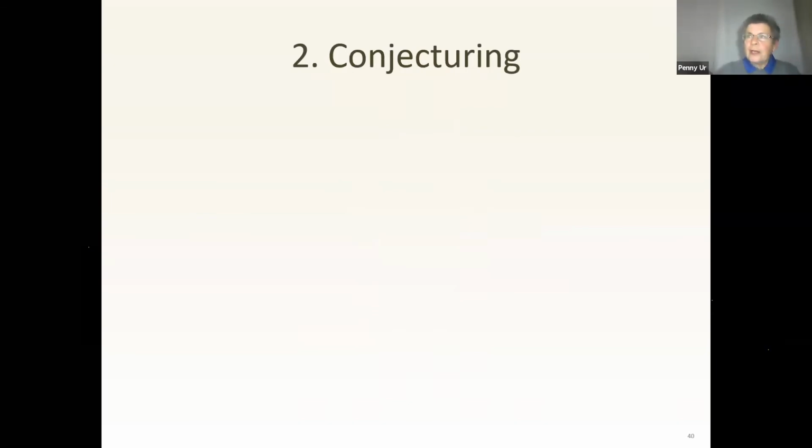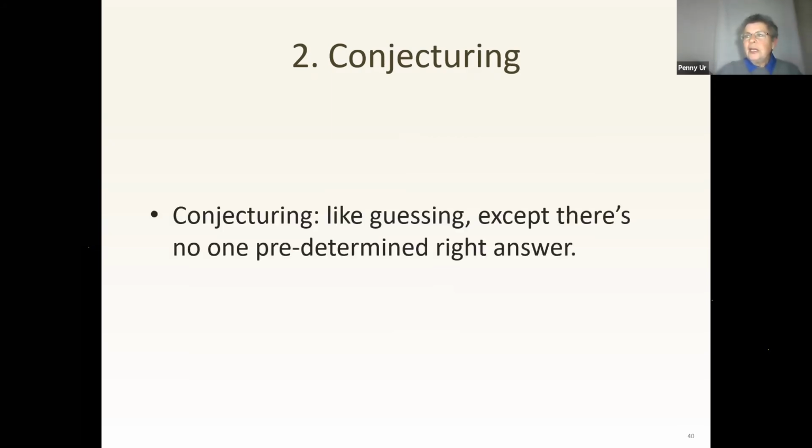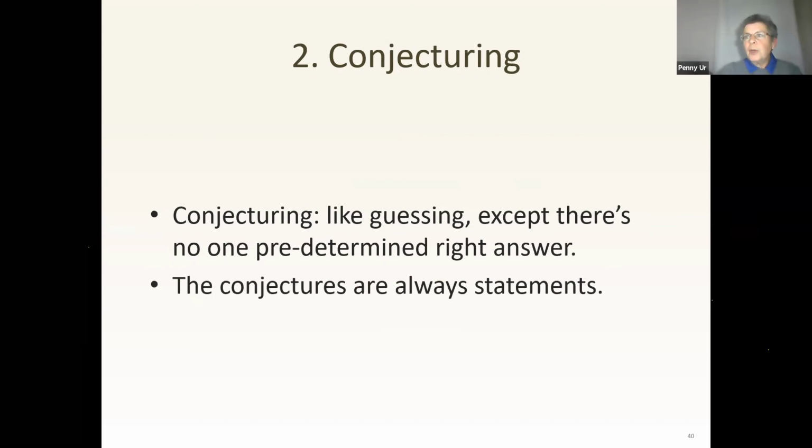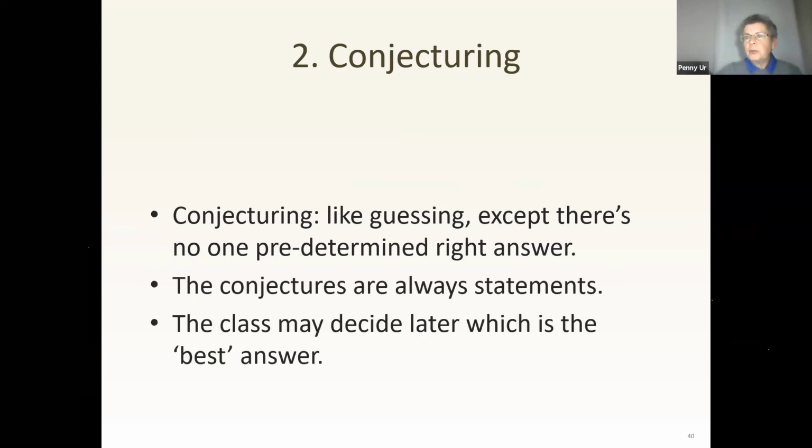Conjecturing is a sort of elegant word for guessing. And I use it because it's not a guessing game, because there's not one right answer. Conjecturing is, there's no one predetermined right answer. So you give them a challenge and say, okay, guess what the answer is, but any answer could be right. So here's a couple of examples. An easy one. The conjecture is always statements rather than questions. The class may decide later which is the best answer.